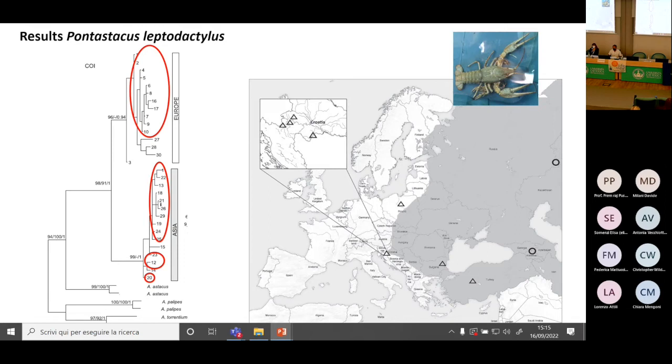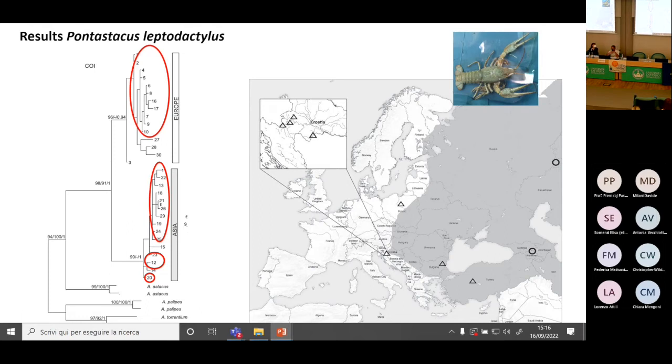Asia. As you can see again with the red color, I put circles around haplotypes or populations that are recorded in Croatia, but you can also see that there are some Asian haplotypes, one population actually, that show Asian origin. So I have to explain here that this is a consequence of the fact that at that time it was possible to buy live narrow claw crayfish in Zagreb on the fish market, and actually they were introduced from Armenia.